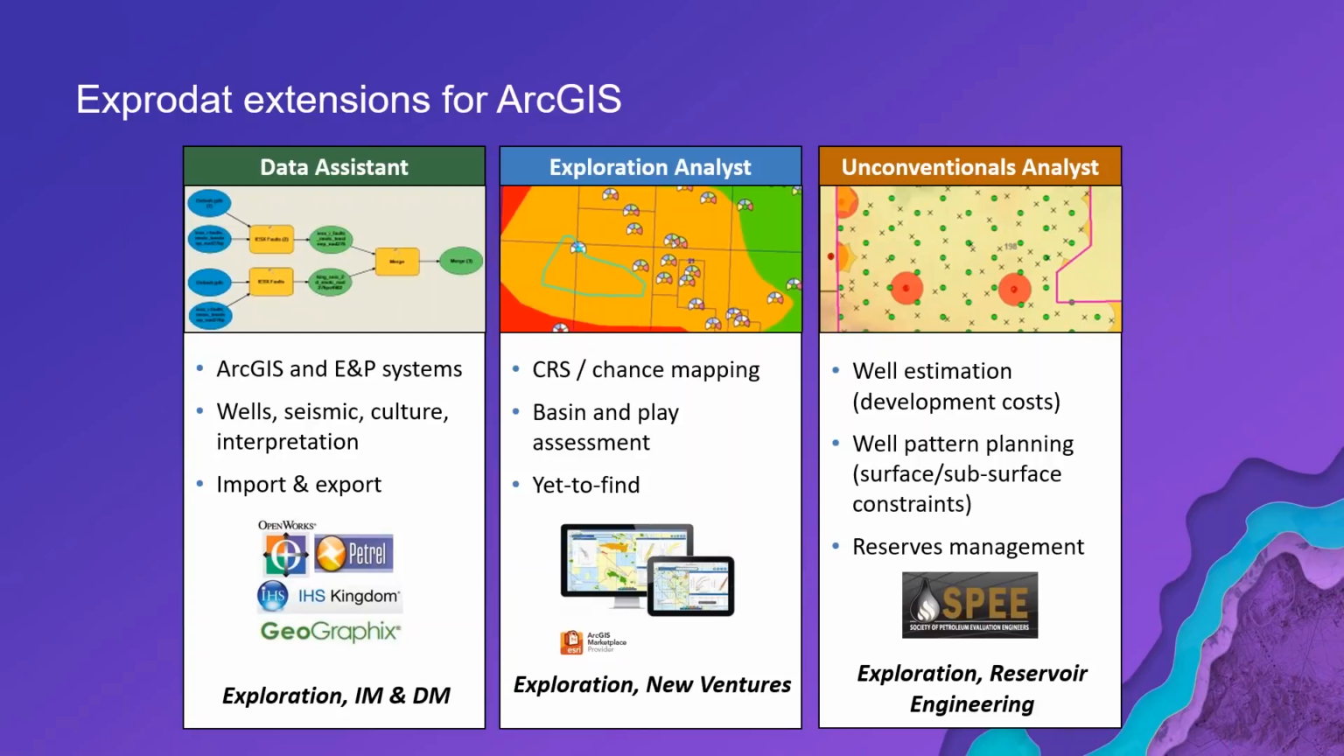The three main extensions are called Data Assistant, which is a tool for moving data from seismic interpretation and other integrated interpretation packages; Unconventionals Analyst, which is a tool for common shale oil, shale gas, coal bed methane workflows, for example, around well sticks and well pattern planning and reserves management; and Exploration Analyst, which we'll be looking at today in more detail. Right now, we're moving two of these extensions over to ArcGIS Pro, with the third to come soon after.